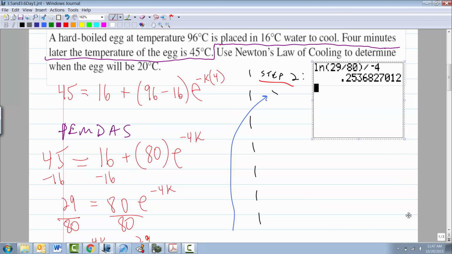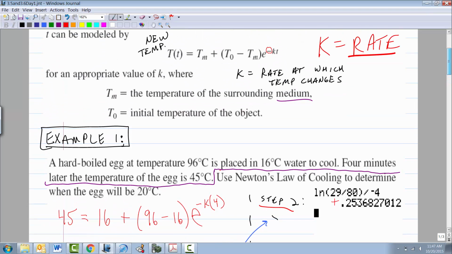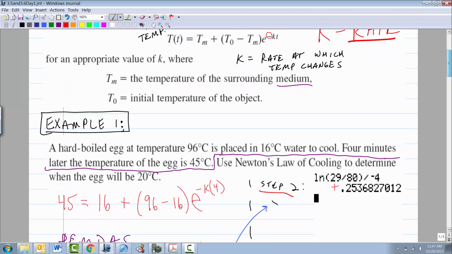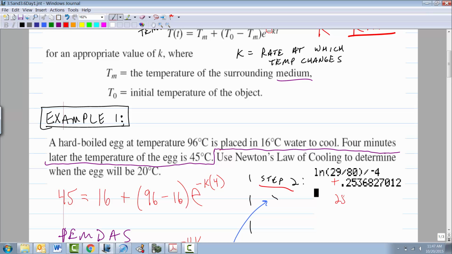So what kind of rate did we get here? We got a what kind of rate? Positive. But why? Because in the formula, the what is built in? The negative. So this is a decreasing. This means 25.3, don't ever round, 6... percent what? Percent decrease per what? Per minute. Okay, because that's what that percent actually ends up doing.